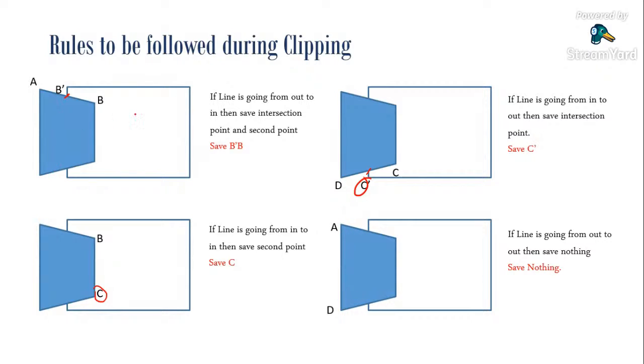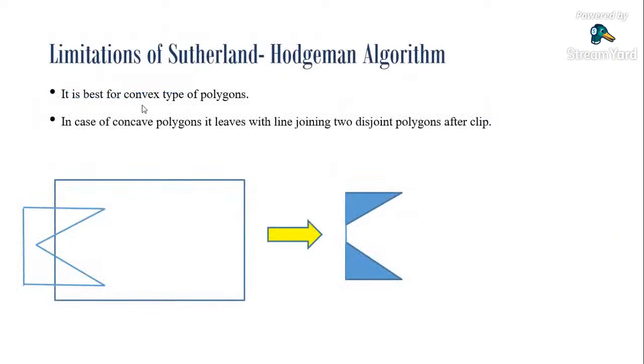So those four rules are applicable at each stage, at left clip, right clip, bottom clip, top clip, and then you have to find the output. We'll solve a problem on it so that you can understand how those rules will be applied. Then what are the limitations of the Sutherland-Hodgeman algorithm?